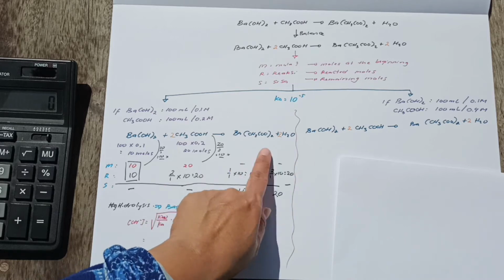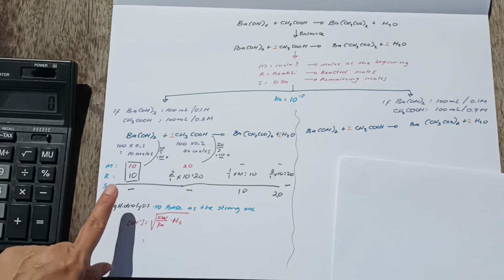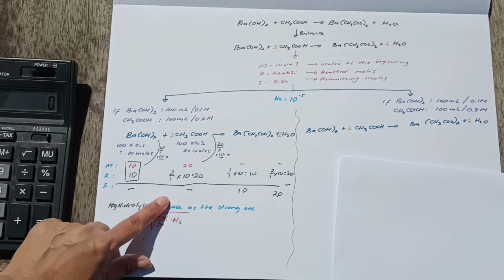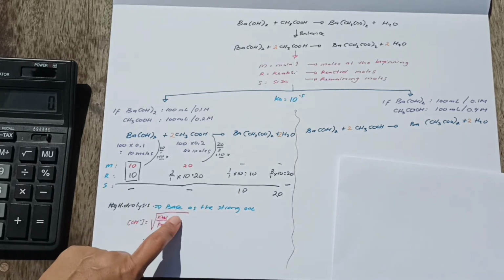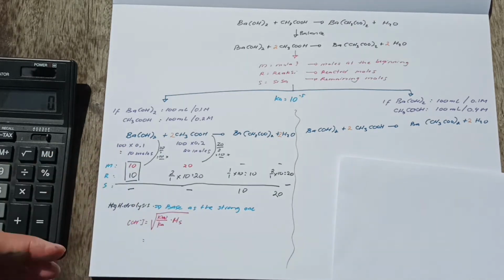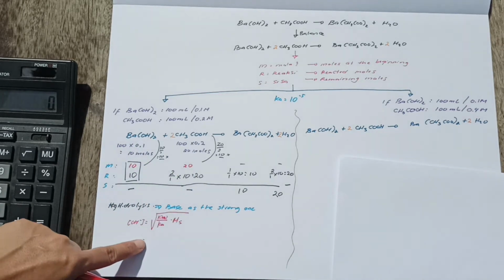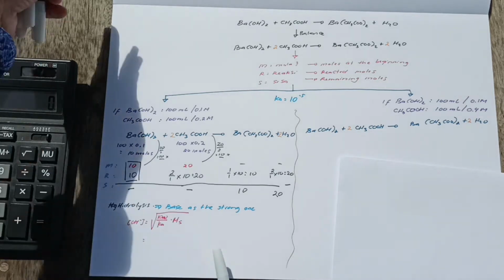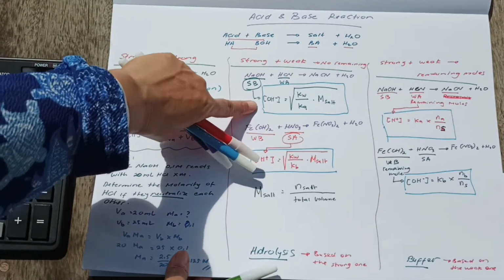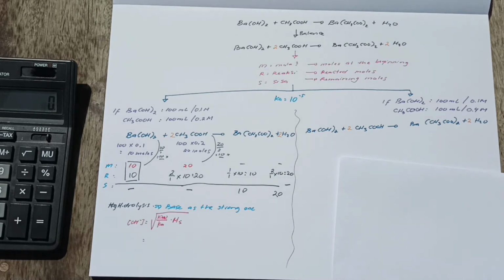At the beginning there's no product, so you just put 10 and 20 for the products. So here, no remaining moles at the reactant. Therefore, this is hydrolysis, and it's based on the strong one. The strong one will be base, because this is strong base, this is weak acid. Now, you're going to use the formula for OH, because the strong one is the base. It's the square root of Kw per Ka times molarity of the salt.